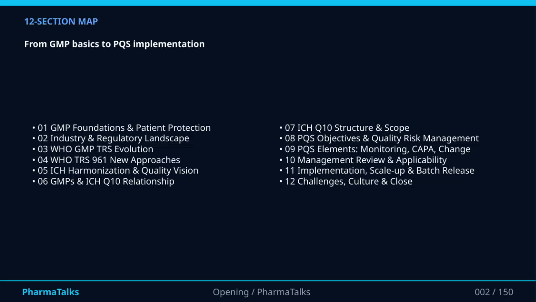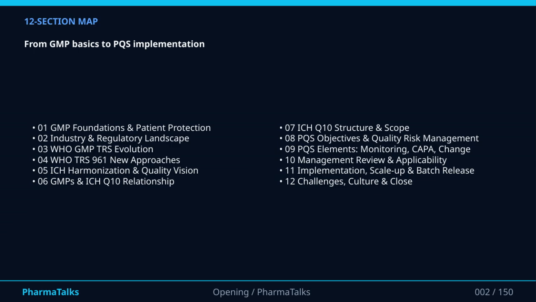Here is an overview of our 12-section map, guiding us from the fundamentals of good manufacturing practices, or GMP, all the way through to the implementation of a pharmaceutical quality system, or PQS. We begin with the foundations of GMP and the critical aspect of patient protection, setting the stage for understanding the industry and regulatory landscape that governs pharmaceutical manufacturing.